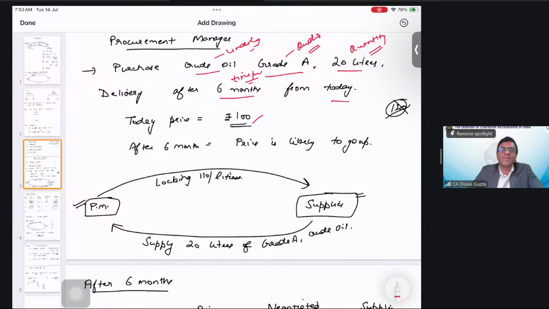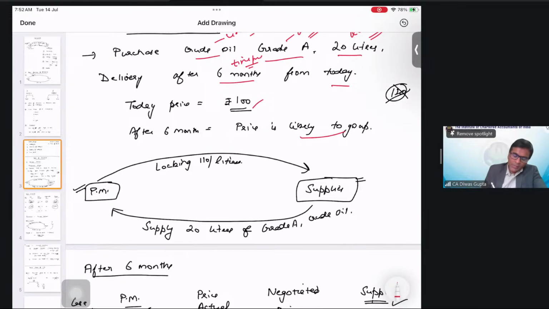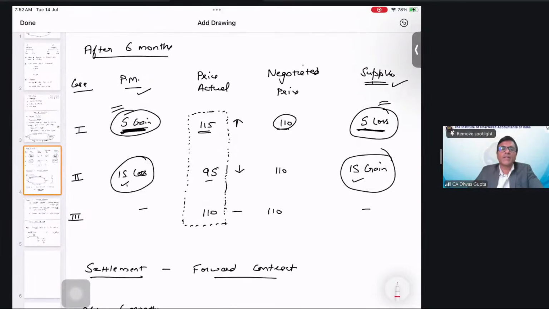Today's price is 100 rupees. After 6 months, price is likely to go up. So the procurement manager and the supplier, they are actually locking the price at 110 rupees per liter. And the supplier is going to supply 20 liters of grade A crude oil. Correct? So what they say that after 6 months, since the price is likely to go up, let's agree today only that the price is going to be 110. Okay. After 6 months, students, what happens?